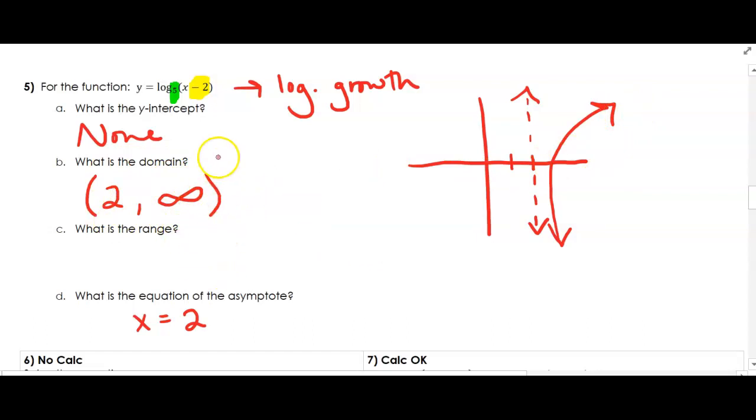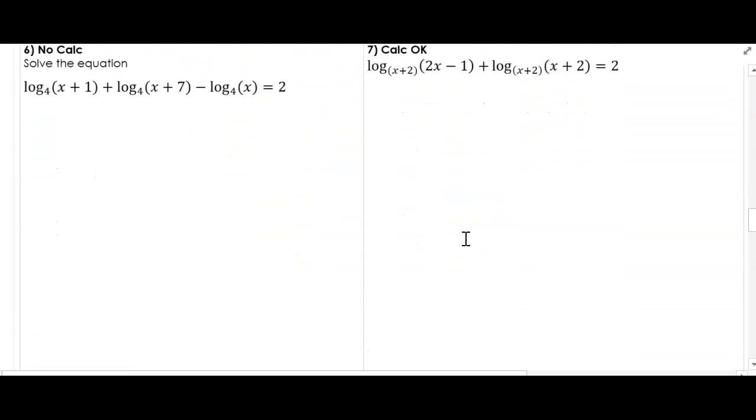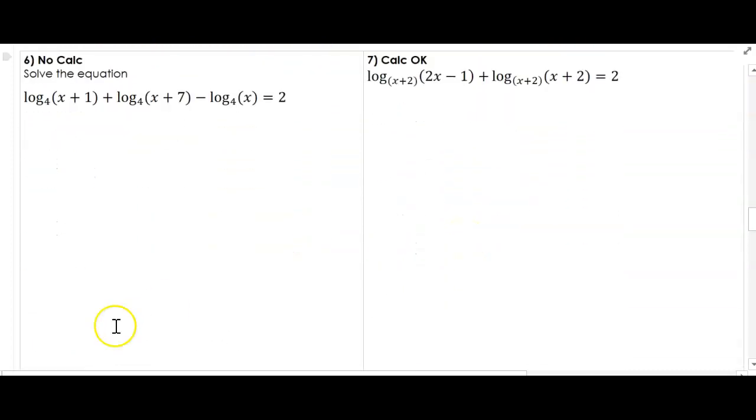When I'm thinking about the range of a logarithmic function, it will always be all real numbers, which is negative infinity to positive infinity. It doesn't matter if it's been shifted up or down, left or right. My range will always be the same for logarithmic functions, all real numbers. Fantastic. Let's move on to 6, 7, and 8, which are all solving logarithmic equations.